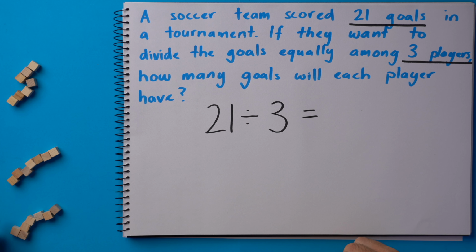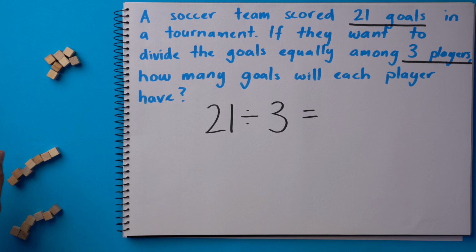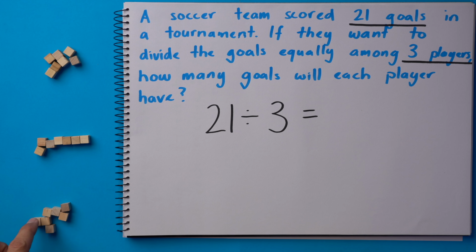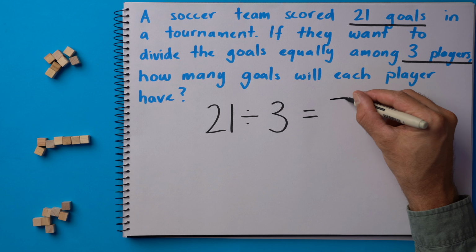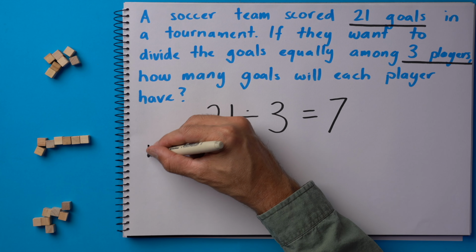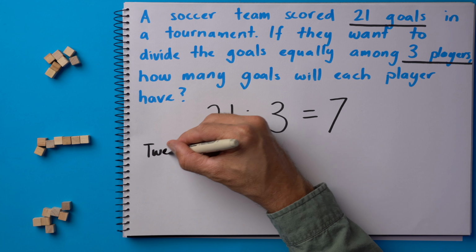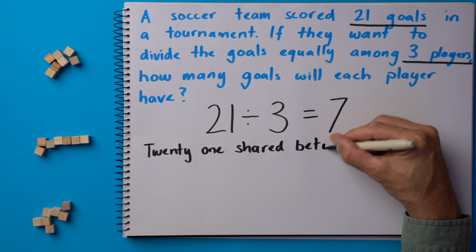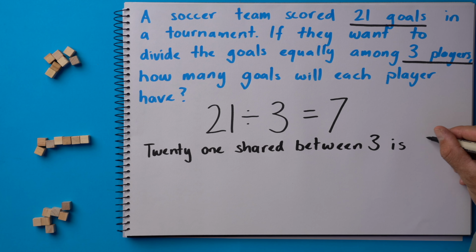When I look at my groups, the first thing I want to check, are they all equal? 1, 2, 3, 4, 5, 6, 7. 1, 2, 3, 4, 5, 6, 7. Yes. 1, 2, 3, 4, 5, 6, 7. Yes, they all have 7 in them. So we've got 3 equal groups of 7. Now we know 21 shared between 3 is 7. And we could write 21 shared between 3 is 7.